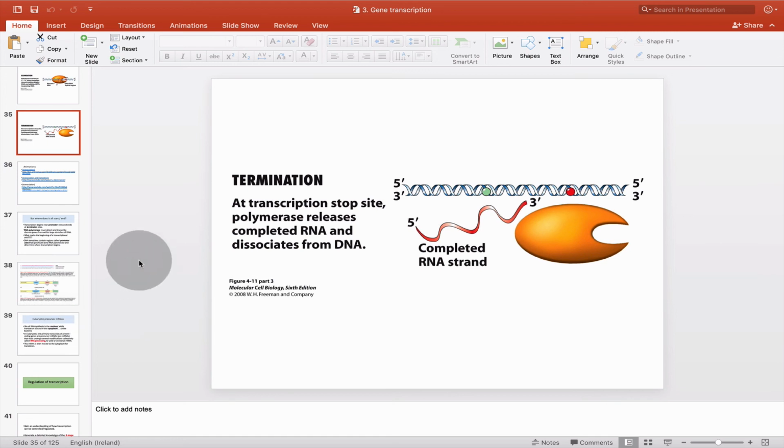Okay, so I hope that gave you an overview and a reminder of some of the key things that we discussed during our transcription handout, the first part. In the next video, we'll have a look at the regulation of transcription and also how it is processed.